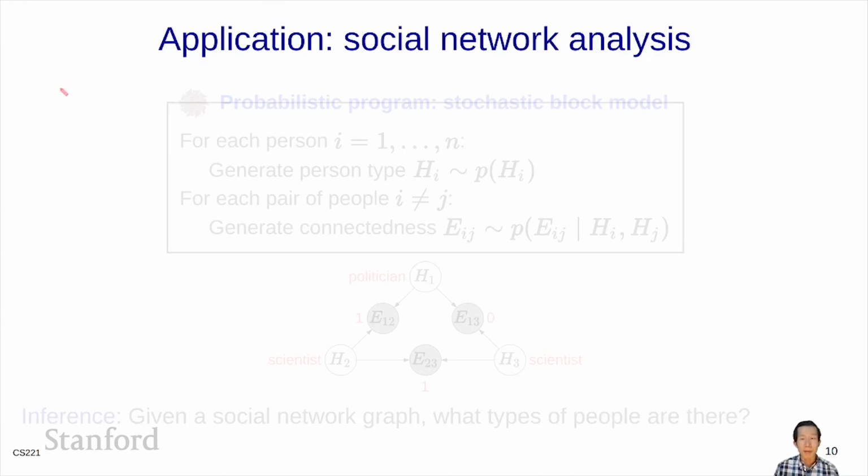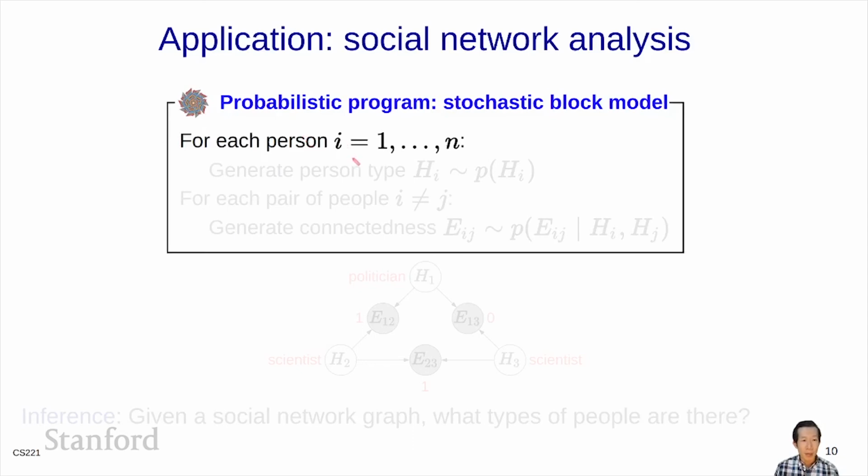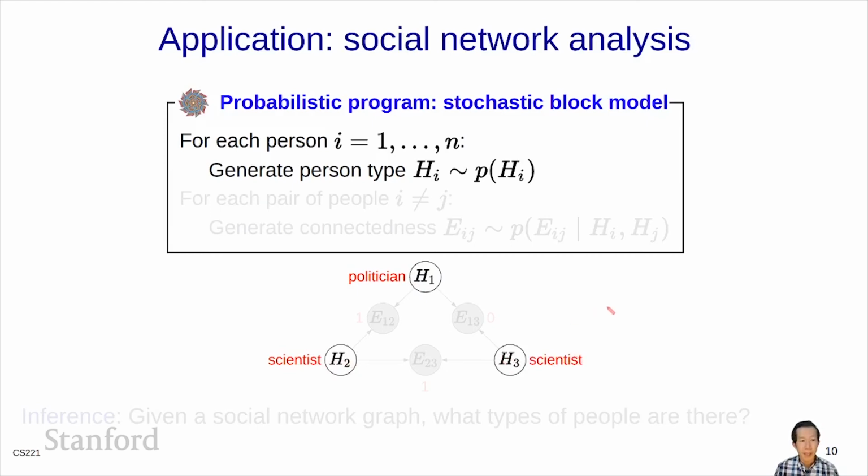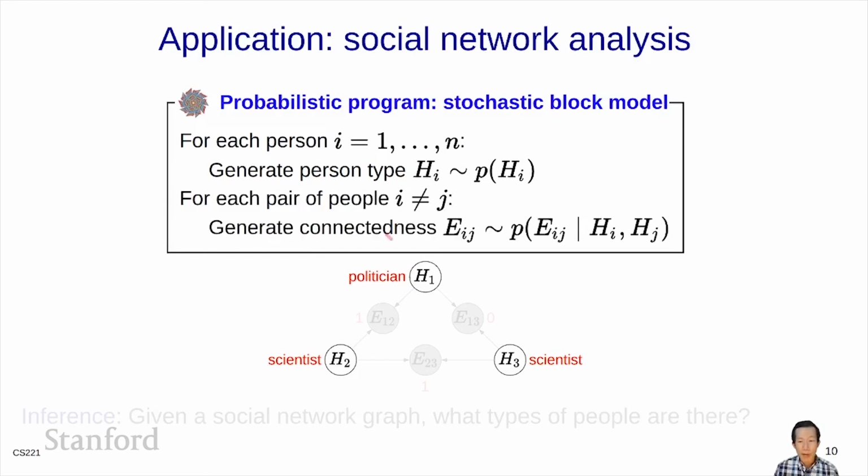So here's another example. The motivation is that you have a social network and you want to analyze why certain people are connected with other people. So the model is formally called a stochastic block model. The idea is that for each person, we're going to generate a type of that person. So maybe we have 3 people, a politician, a scientist, and another scientist. And then for every pair of people, we're going to generate whether those 2 people are connected. Eij is a Boolean to determine whether those are connected.